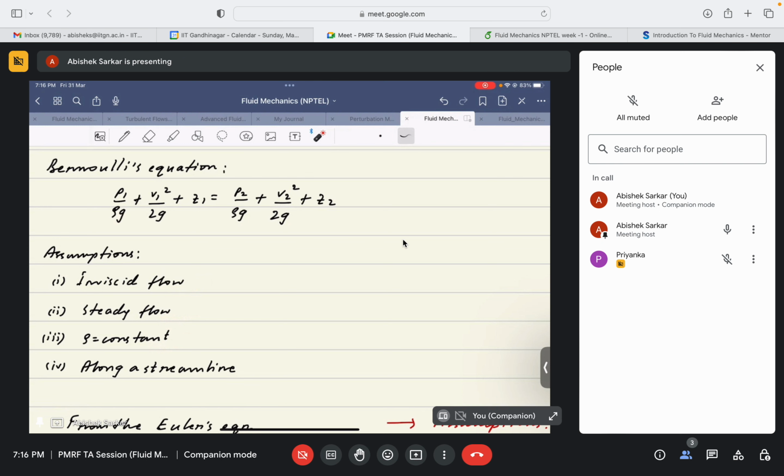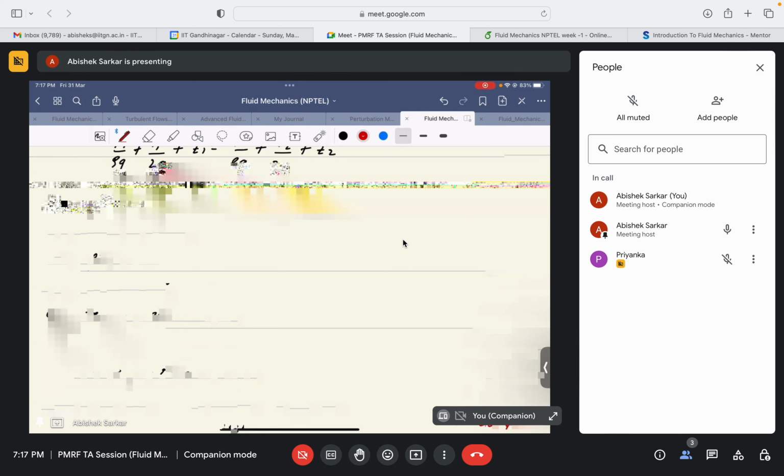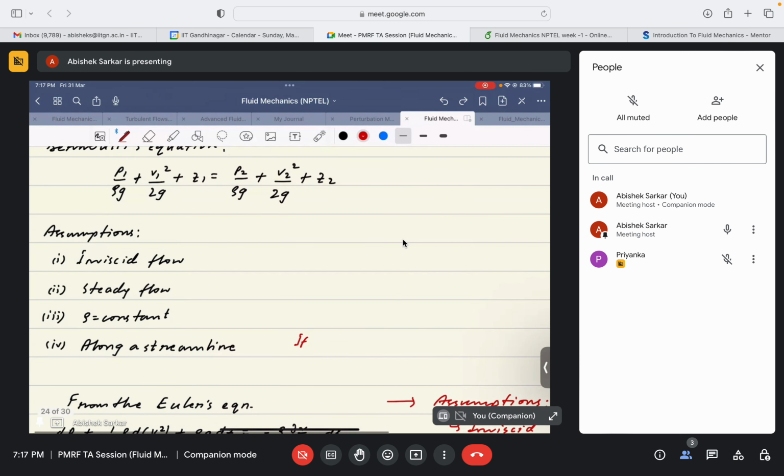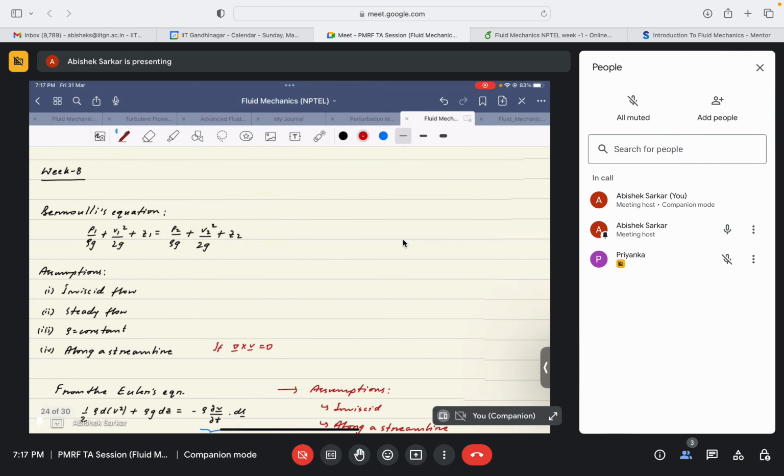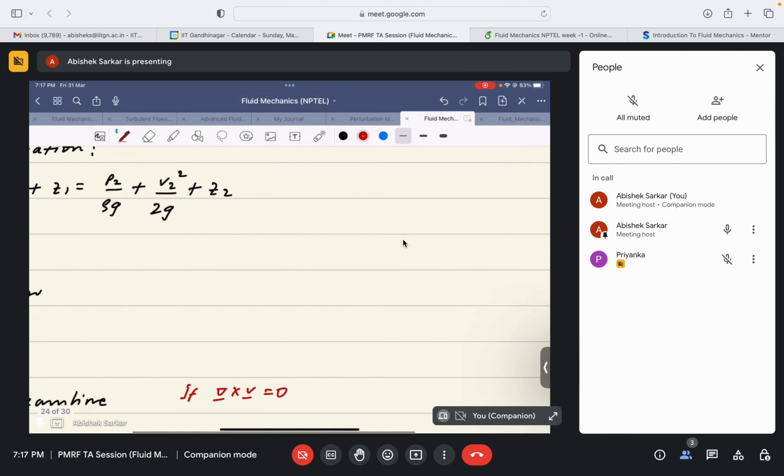Finally, if some special adjustment is not mentioned, this equation is only valid between two points in the flow field along the same streamline. And if the flow is irrotational, so if del cross v is 0, then this equation is valid between any two points in the flow field. This is what we focused on extensively in last week's problem solving session also.